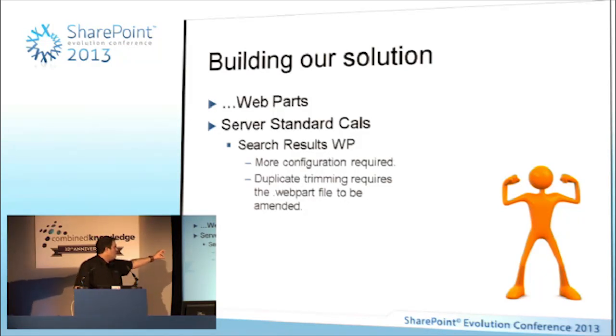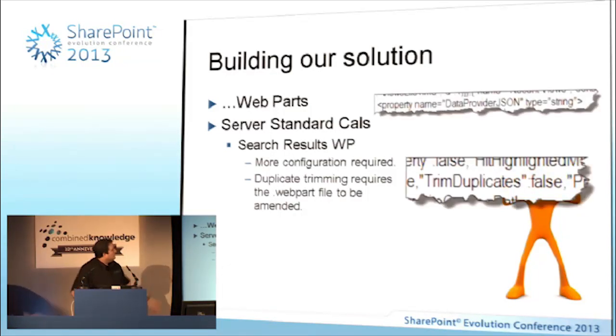The search results web part: if you want to remove duplicates, if you want to leave duplicates in, you actually have to export the search results web part, change something in the XML, and then re-upload it. There's no ability in the GUI to turn on and off duplicates. So you're just looking in the web part properties for trim duplicates and make that false.